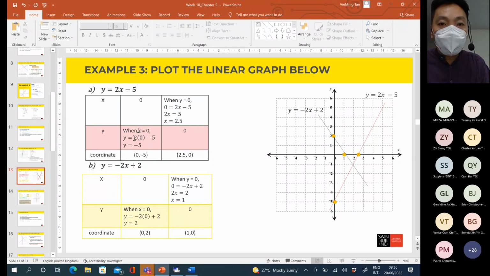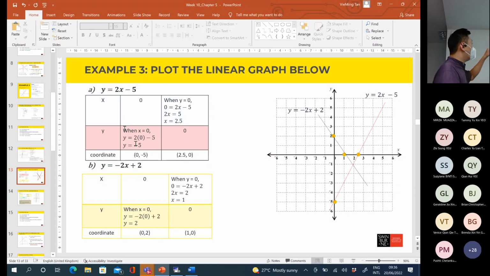Okay, if x is equal to 0, we substitute 0 here. So y is equal to negative 5. That means one of the coordinates this line passes through is (0, -5). First point. Second point, we assume that y is equal to 0. If y is equal to 0, the left-hand side is equal to 0, so 2x is equal to positive 5. So x is equal to positive 2.5. So the second coordinate is (2.5, 0).